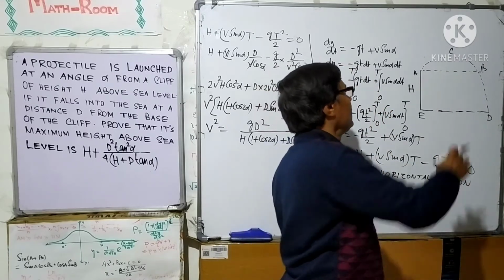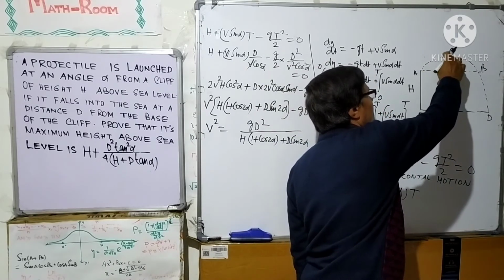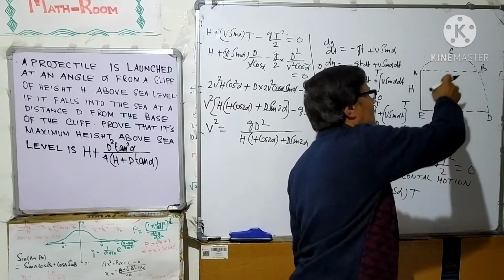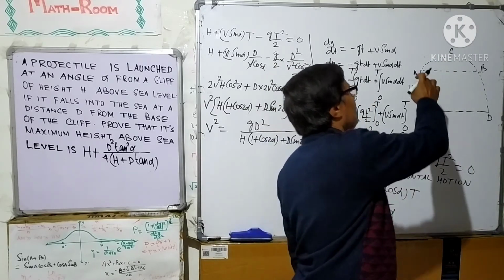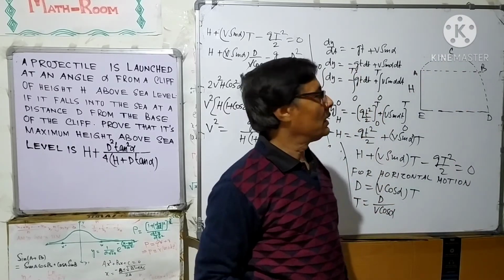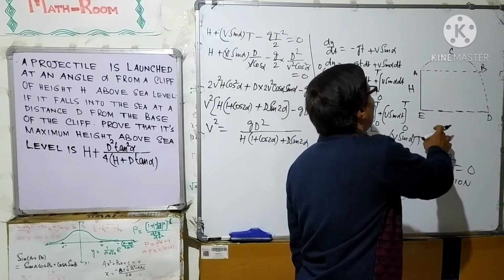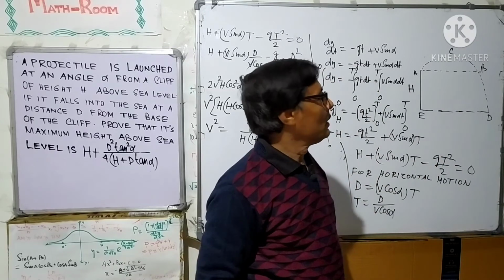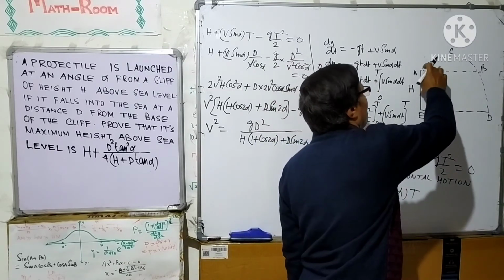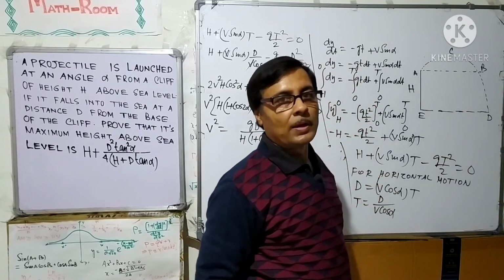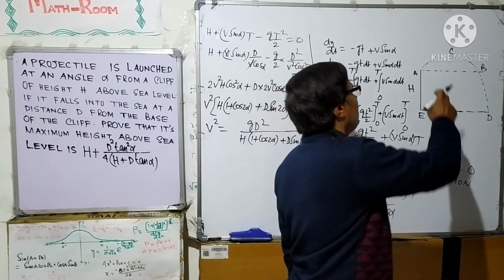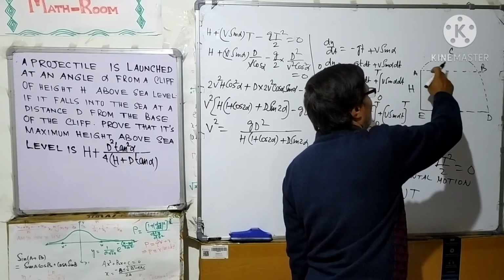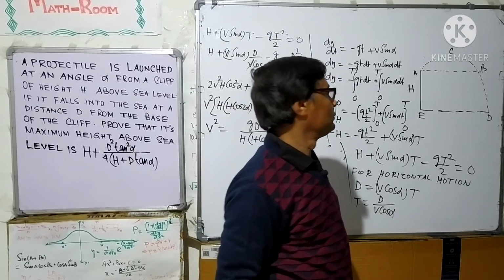If we can calculate the maximum height of the projectile along the path ACB from the line AB, we can calculate the maximum height of the projectile from the sea level. Now, we shall calculate the maximum height of the projectile from the line AB along the path ACB.